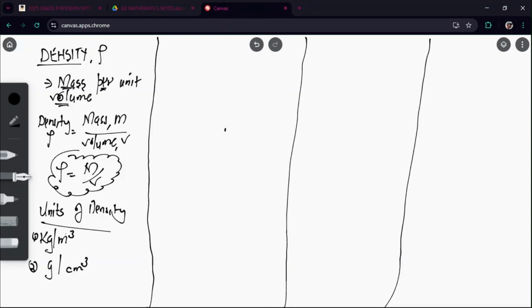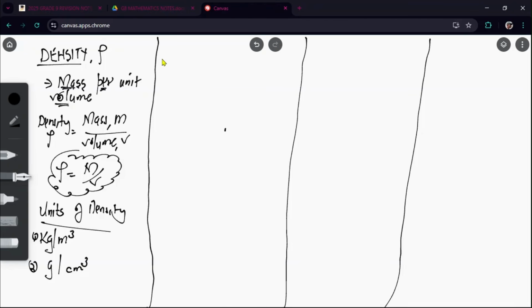So you might be required in some instances to convert. If you do not have grams going with centimeters cubed, or kilograms with meters cubed, you convert the units so that you make them fit like this or like that. So these are the main units that we use in working out density.